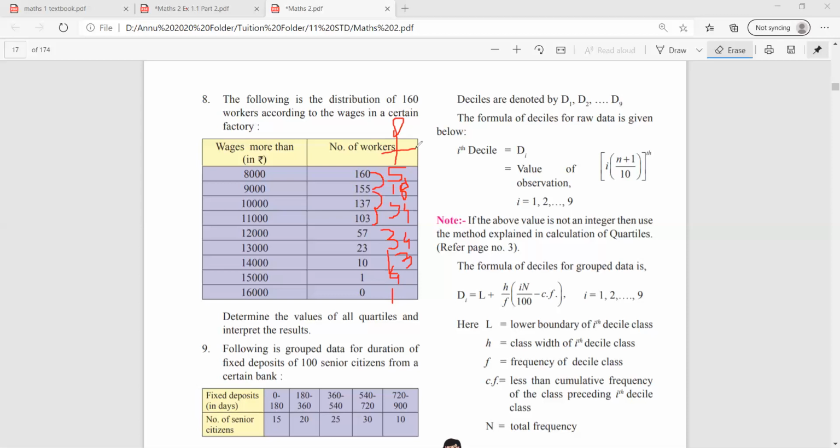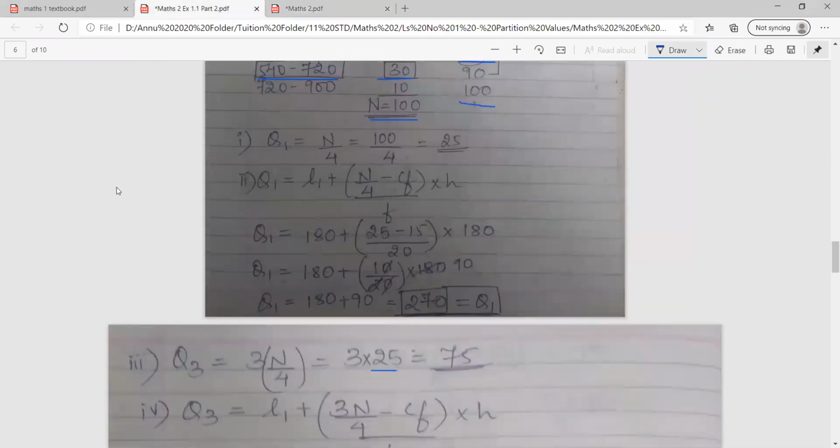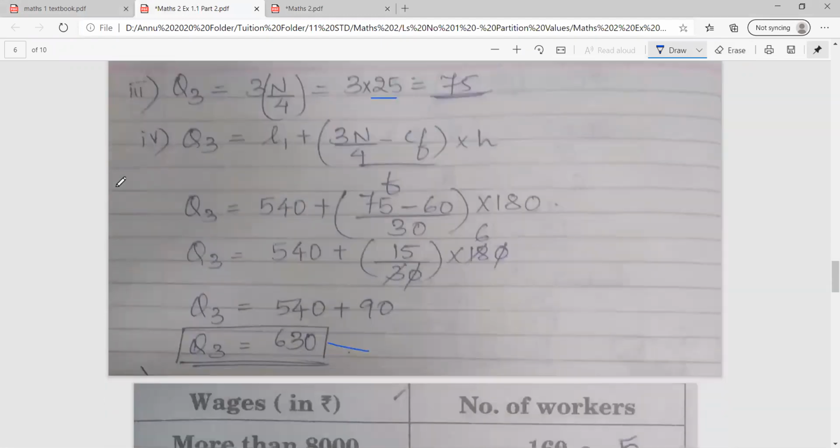And once you're done with your frequency column, then you can prepare the CF column. And in the classes, you can write more than 8,000, 8,000 to 9,000, 9,000 to 10,000. Doing this continuously, when you reach the end, you will get the 15,000 to 16,000 class. So what I explained just now can be explained to you over here.